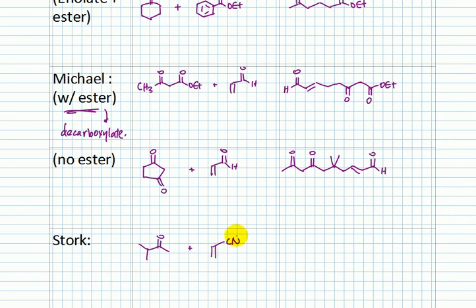We can do an intramolecular Stork reaction. Let's do 6 carbons, 1, 2, 3, 4, 5, 6. Methyl ketone on one end, and then a nitro group attached to a double bond on the other end. Should be able to successfully do a Stork reaction with that.